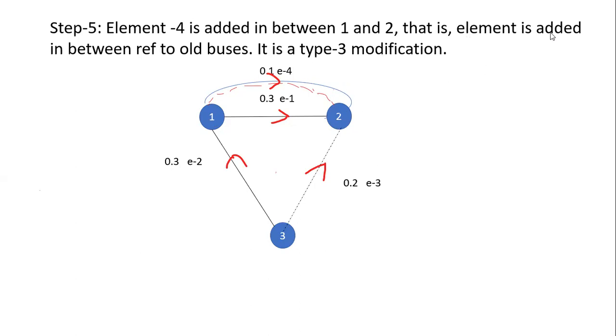Okay, the element is added in between the reference bus and the old bus. 1 is the reference bus and 2 is the old bus. Therefore, the element 4 is added in between the reference to the old bus. Okay, if the element is added in between reference to the old bus, then it is the type 3 modification.